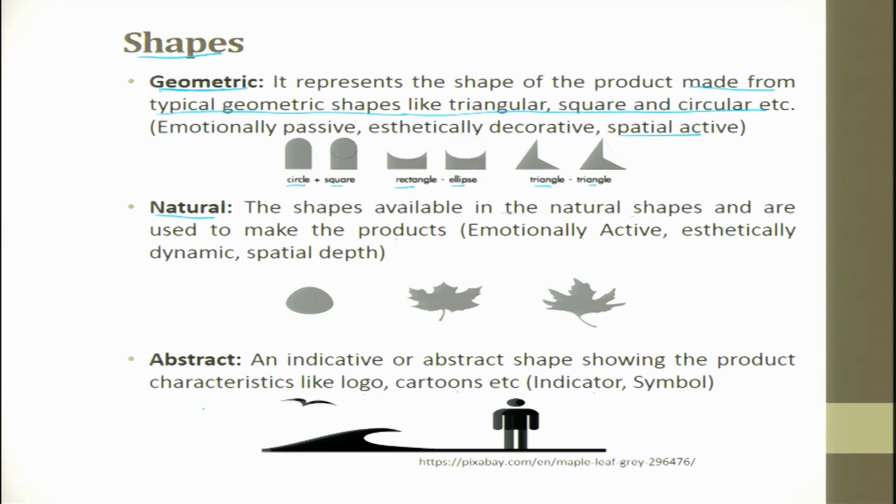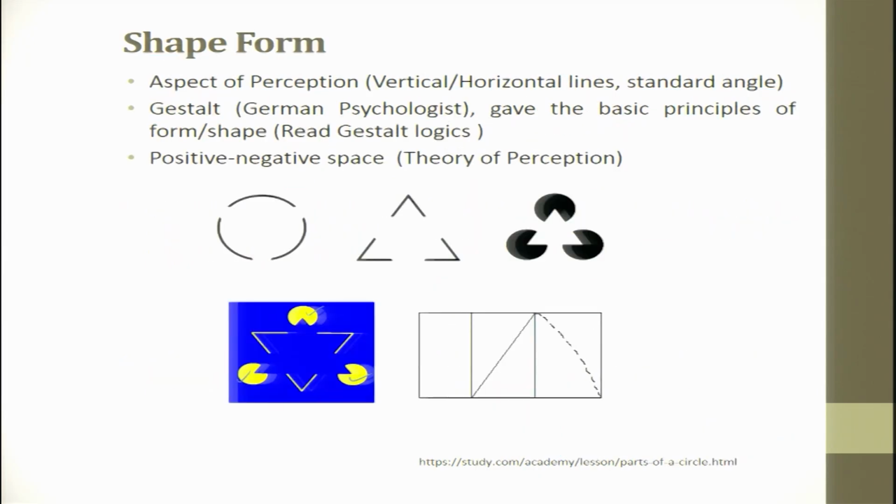The next one is abstract. Abstract is an indication or abstract shape showing the product characteristics, like logos, cartoons, indicators and symbols. Abstract shapes are generally used for saying male, female, he, she, bird. You can see a rocket going or a plane going, right. Or there is a mobile phone with a cross which says do not use a mobile phone. So, these are all logos, these are abstract. So, these are the different shapes which can be thought of.